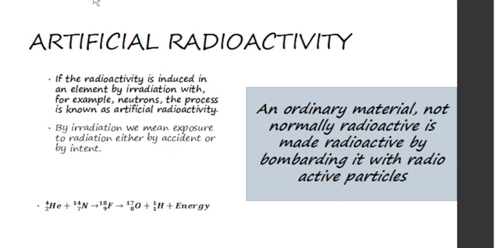Take, for instance, this reaction here, where helium or alpha particles bombard nitrogen particles. You find out that in this reaction, it will lead to the production of fluorine, which is a different element. And when fluorine gives off a proton, it leads to the production of oxygen. And that's basically it about artificial radioactivity.